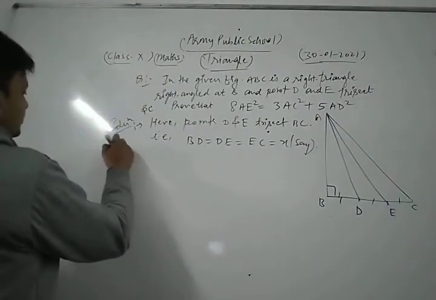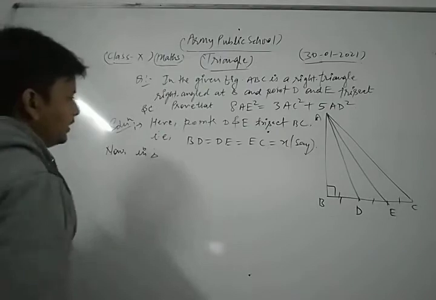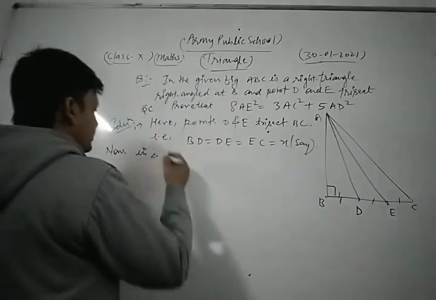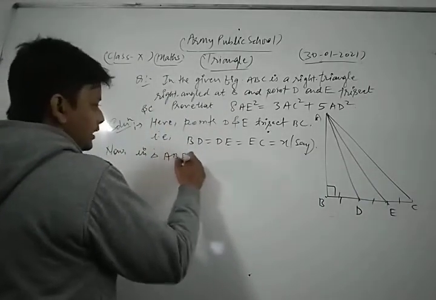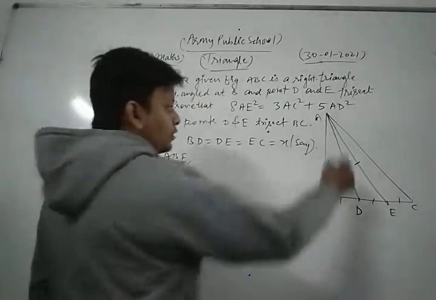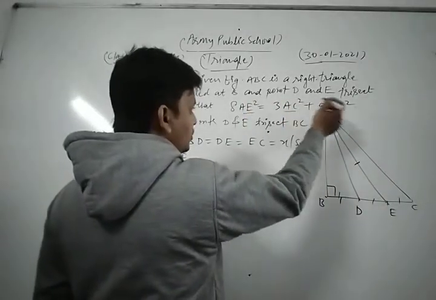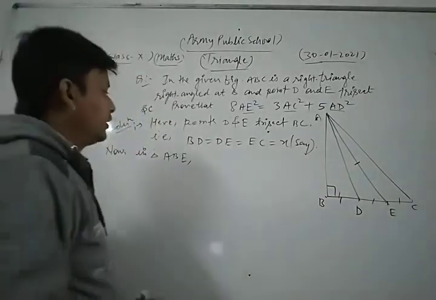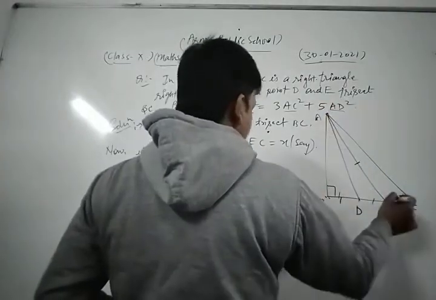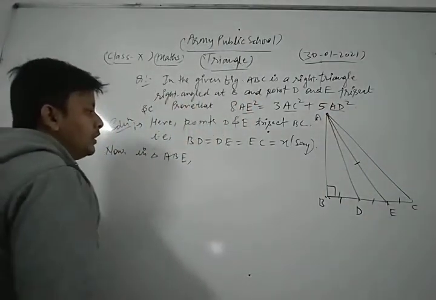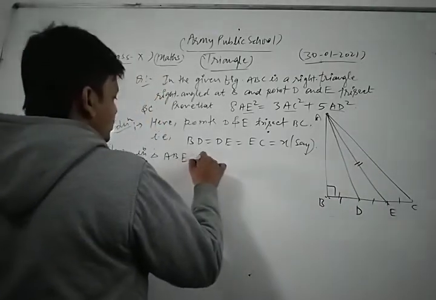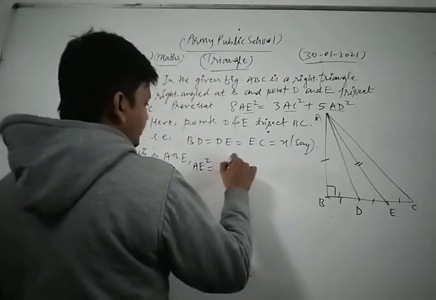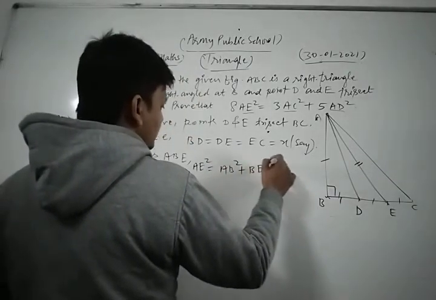Now in triangle ABE, this is the hypotenuse AE square. So first of all we find the value of AE square, then we find the value of AC square, then we find the value of AD square. Now in triangle ABE, AE square is equal to AB square plus BE square.